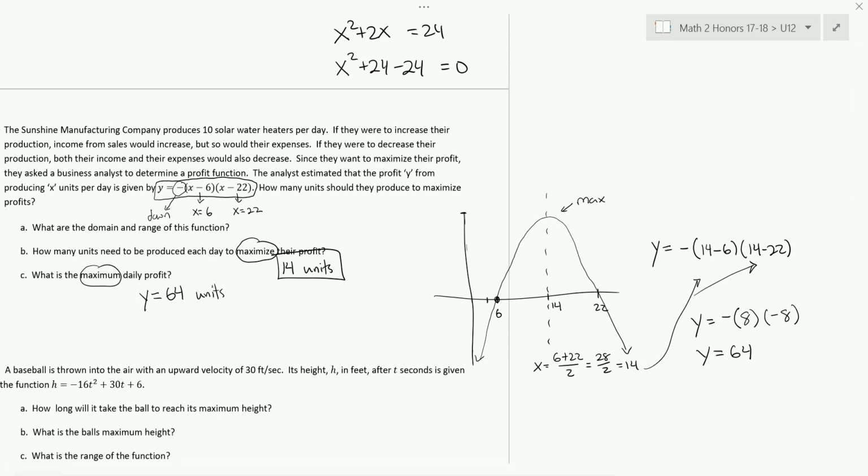What are the domain and range of this function? Well, the domain for sure has a minimum, right? You can't say all real numbers because it doesn't make sense to produce a negative amount of units. But is there a maximum? What would the maximum be? Like, can I produce 23? I can. What happens when I produce 23? I start losing. Can I produce 25? Sure. So there really is not a cap for the maximum, but there is a cap for the minimum.